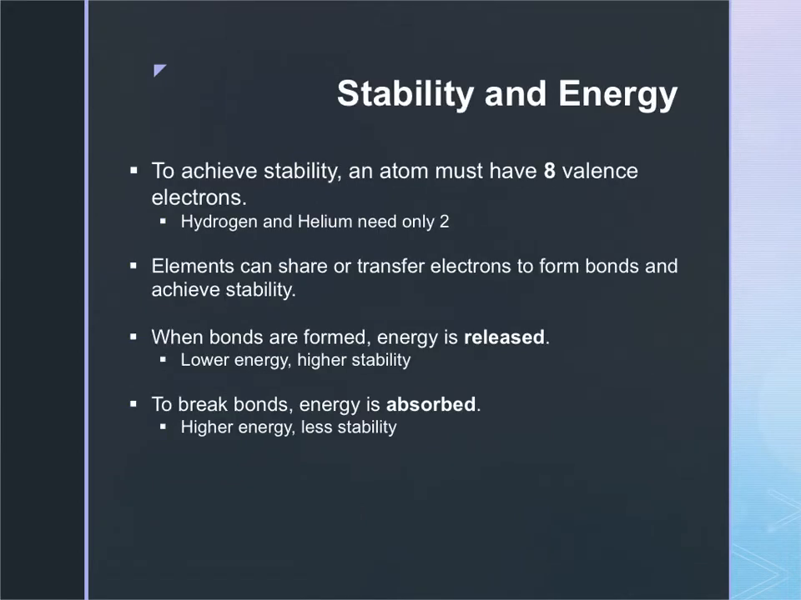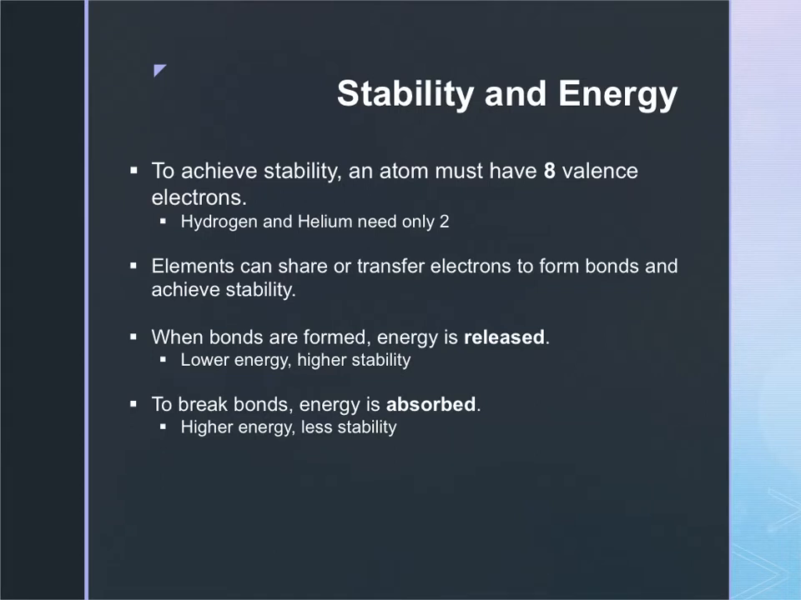And then we start with this slide about stability and energy. So the purpose of bonding is for elements to achieve stability. And so for an atom to reach that level of stability, it must have 8 valence electrons. Except hydrogen and helium, they need only 2. So in order to reach that 8 valence electrons to be like the noble gases, all these other elements have to either share or transfer electrons with each other to form bonds and therefore achieve stability.